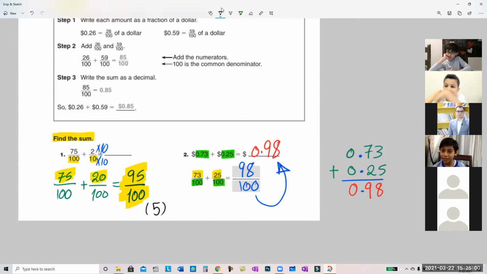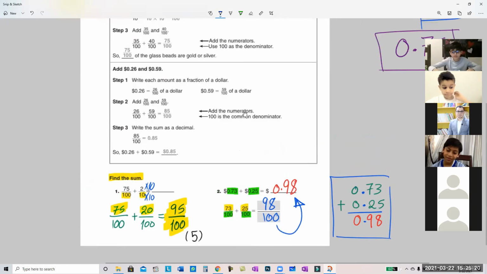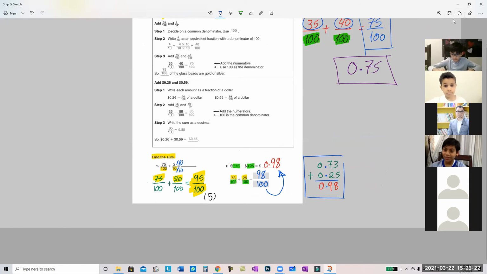So we have two ways. The first way, add them directly, and the second way, convert them into fraction form and then convert the result back to decimal form. Okay, write this, guys, and then we're gonna move to the next page.